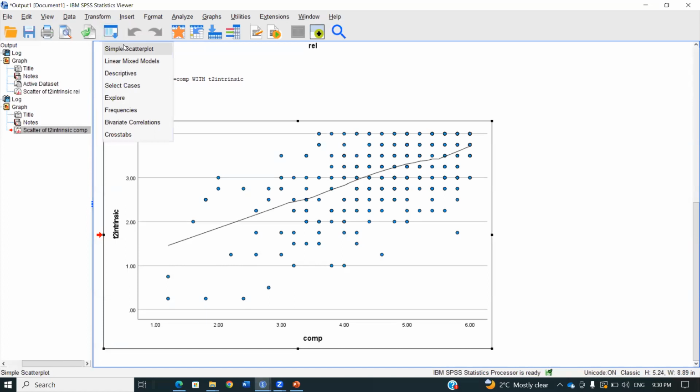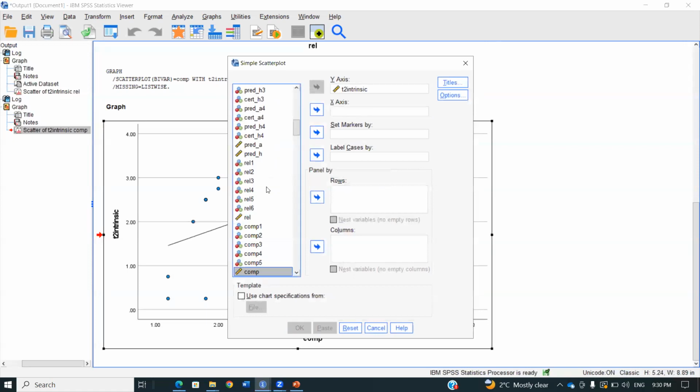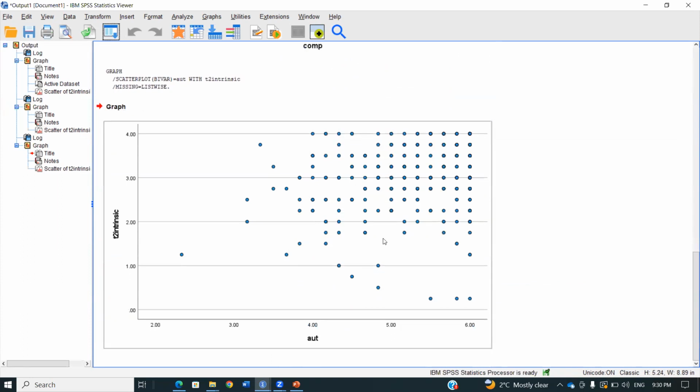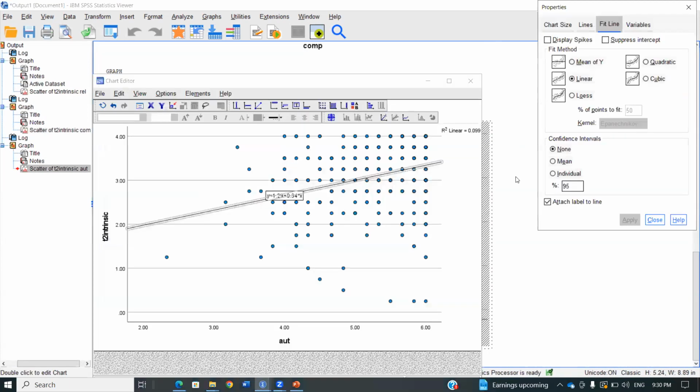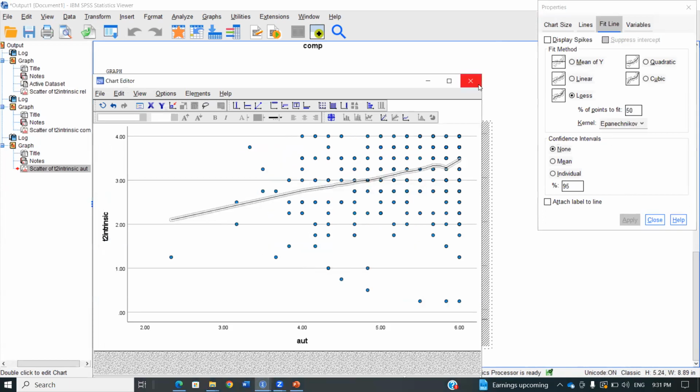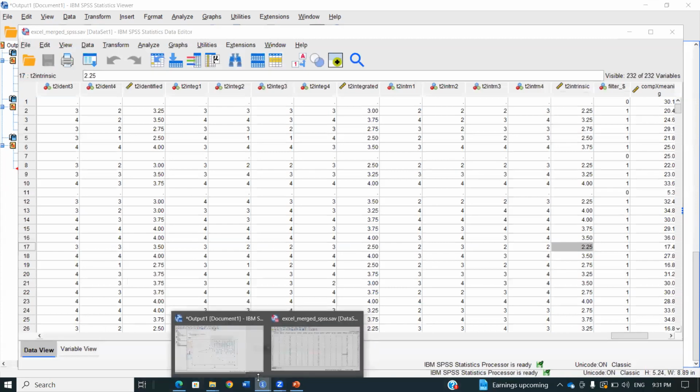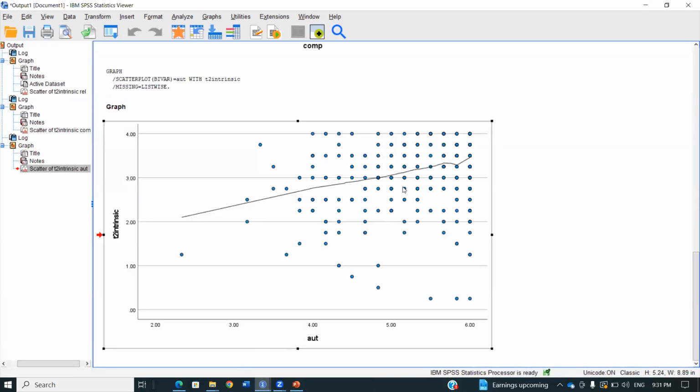And then same idea with autonomy. So if we just look at autonomy really quick, obviously this relationship looks a lot less strong than the other two. And if we fit a lowess curve, again, we have a relationship, but it looks a little bit less strong.